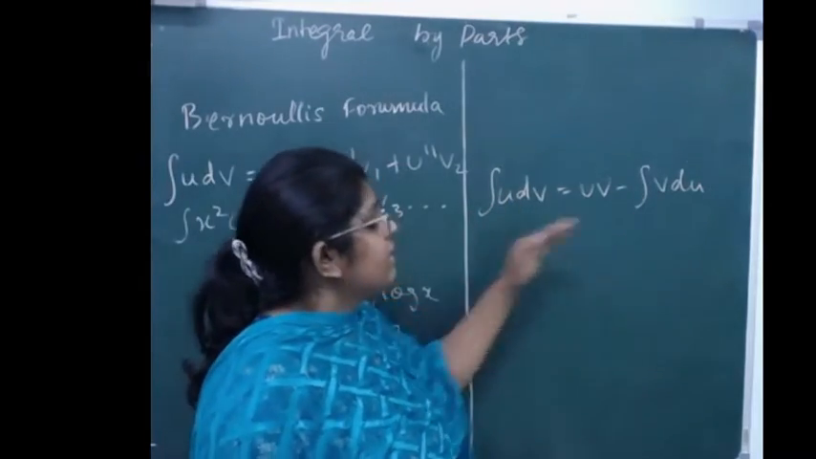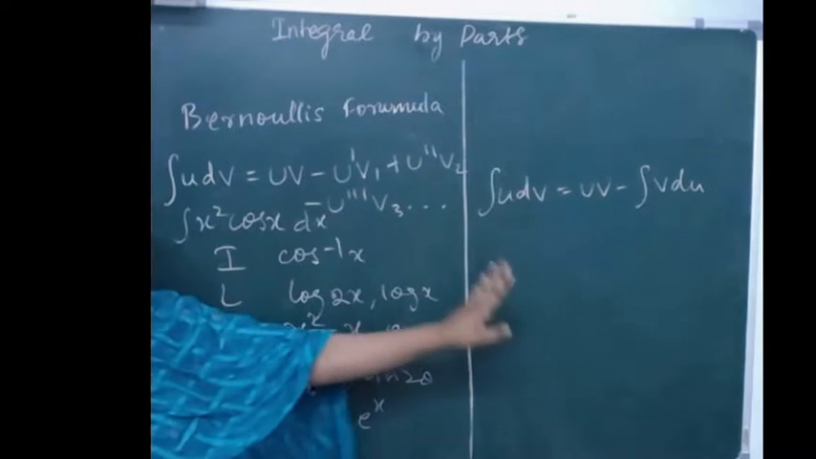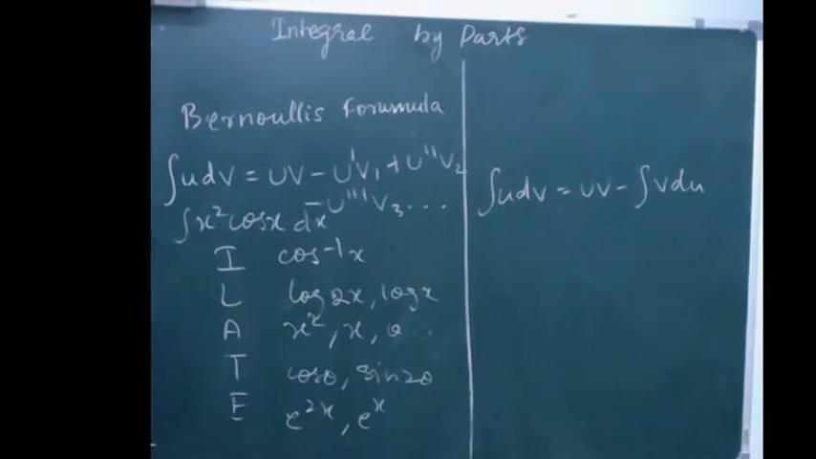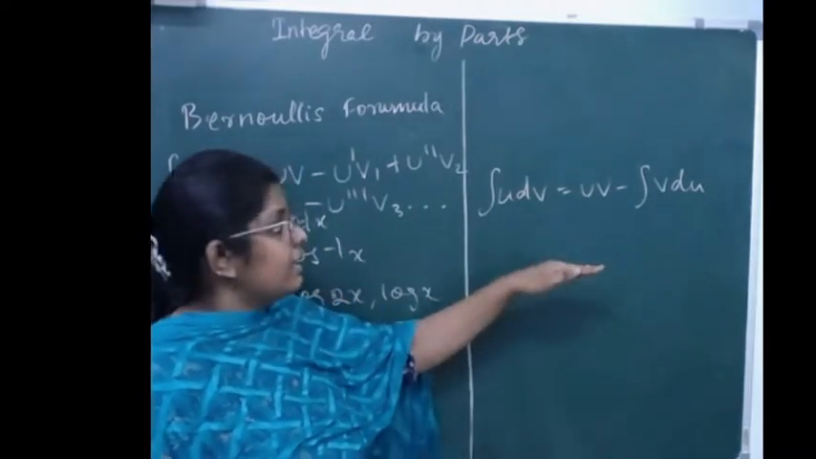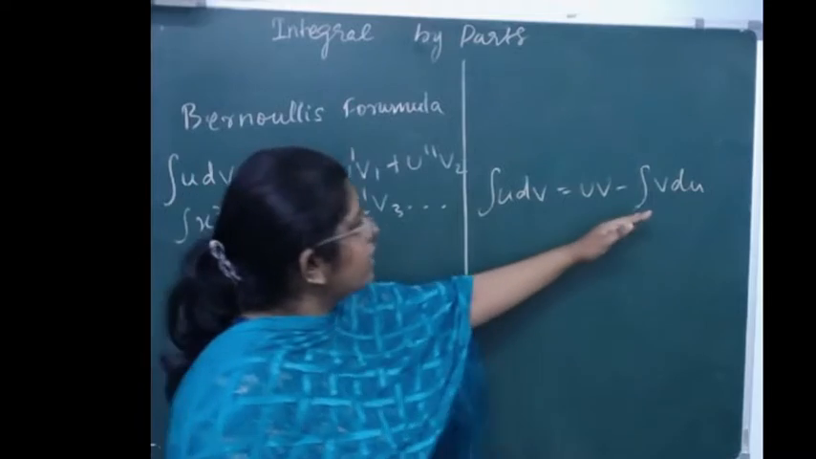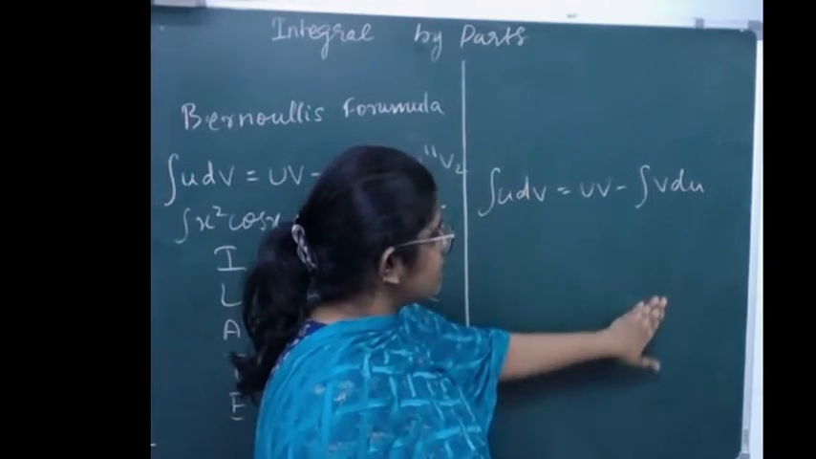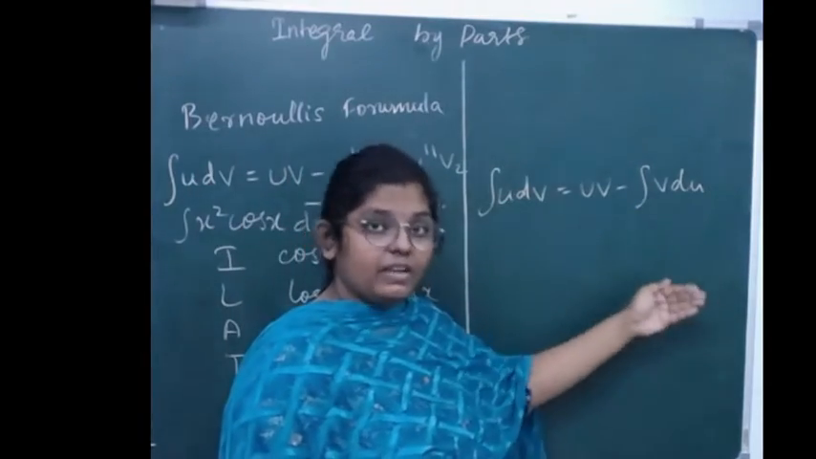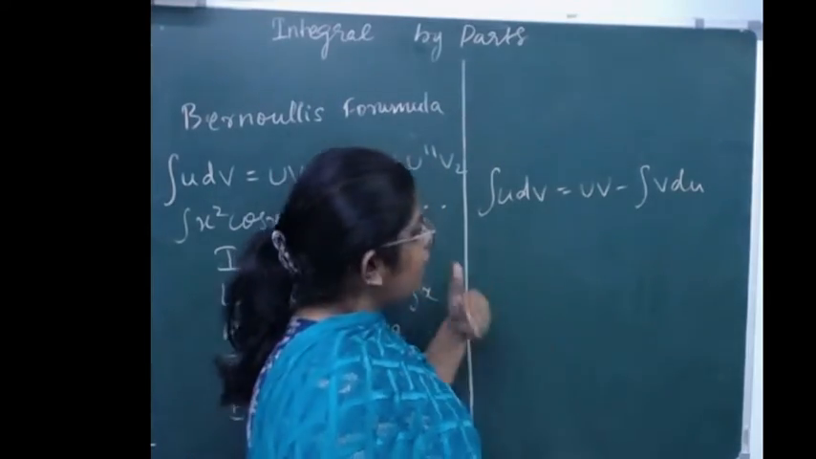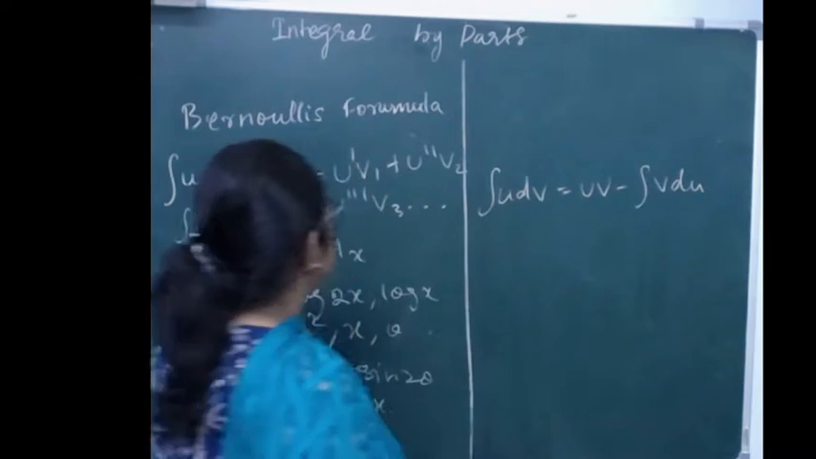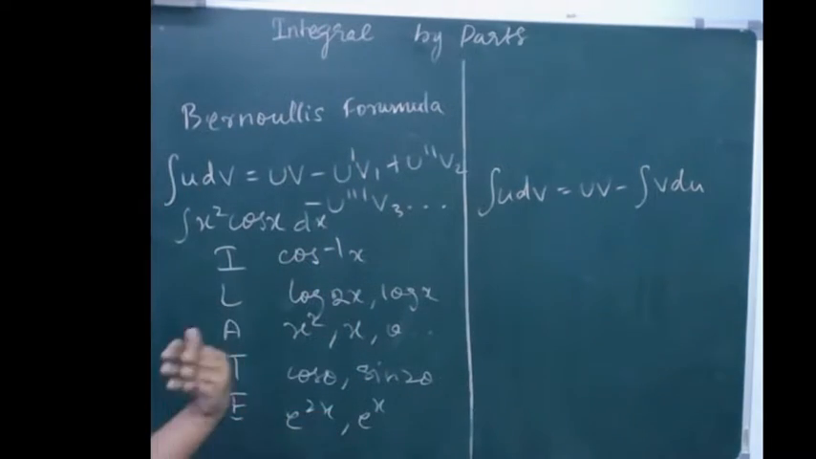There is a difference between Bernoulli's formula and this formula. In Bernoulli's formula we just substitute the functions we got, but in this formula we have to integrate in between. If we get an integral by parts again within the equation, then we substitute it as I1 or I2, and we again apply integration by parts. So this is the difference between Bernoulli's formula and integration by parts.